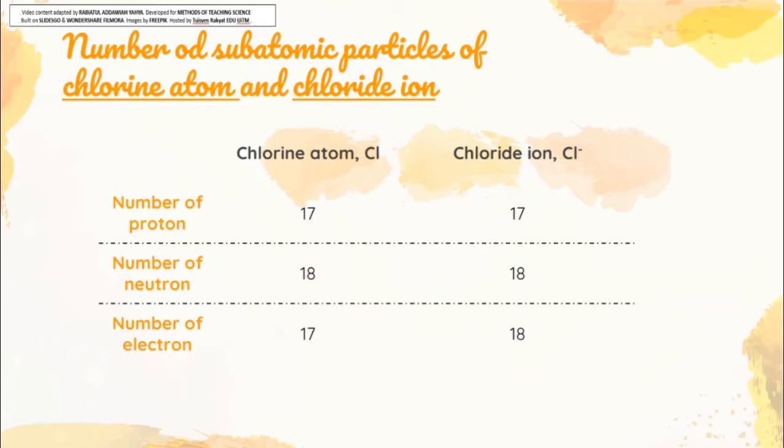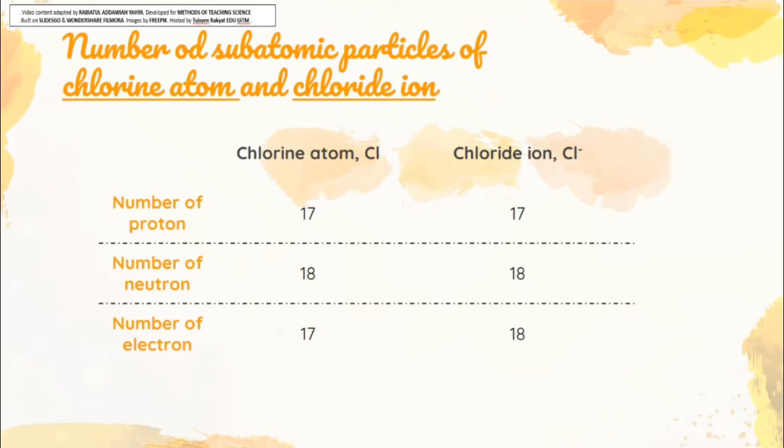The table shows the comparison among the number of protons, neutrons, and electrons when a chlorine atom accepts an electron to form a chloride ion. What are the changes in the number of protons, neutrons, and electrons? You can see in the table.